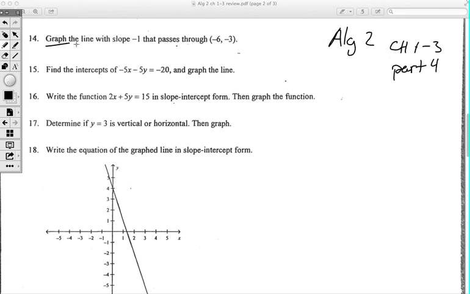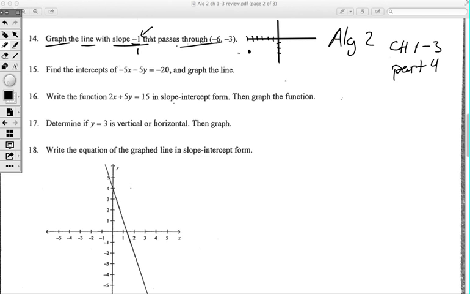All right, so we're saying graph the line, slope -1 through -6, 3. Let's just kind of sketch this. Let's make these lines a little bit better. Okay, so I got like a horizontal line and a vertical line, and we're going through -6, -3. So we go all the way -6 over here, 1, 2, 3, 4, 5, 6, and then down 1, 2, 3.